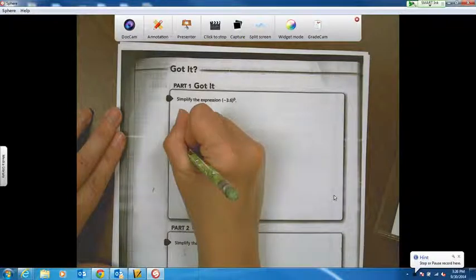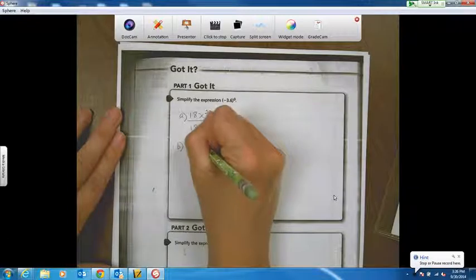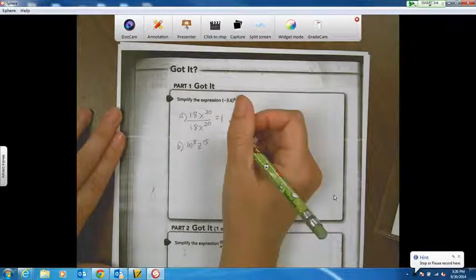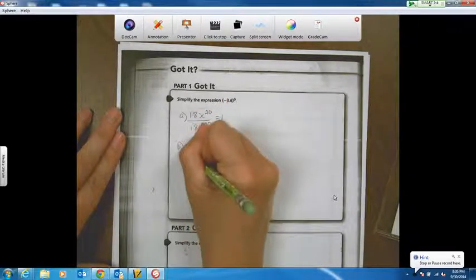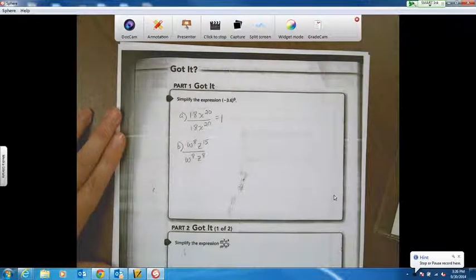On letter B, I have w to the 8th, z to the 15th over w to the 8th, z to the 8th. Again, I'm going to look for anything that's the same. Well, there's a w to the 8th over a w to the 8th. Anything over the same thing, cancel those out. Those become 1 whole.